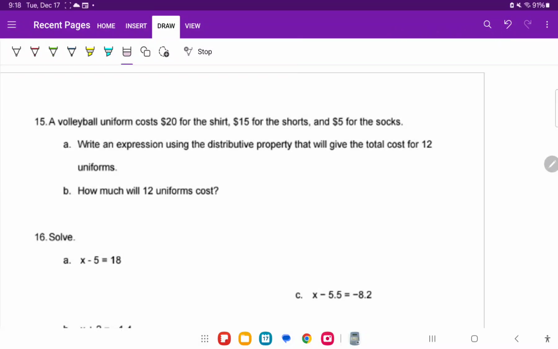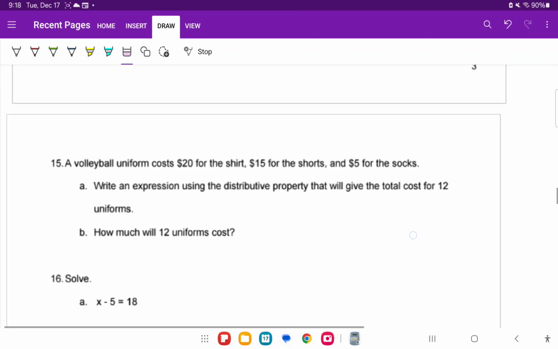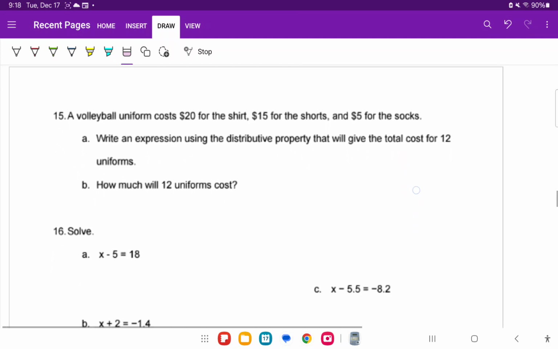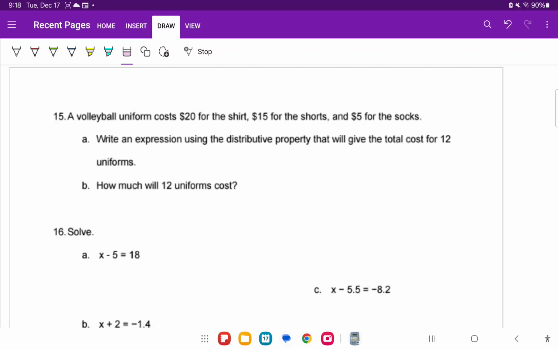Okay, so this is part 2 of our fall semester final in pre-algebra. We've already finished pages 1, 2, and 3. So this is going to cover pages 4, 5, and 6.